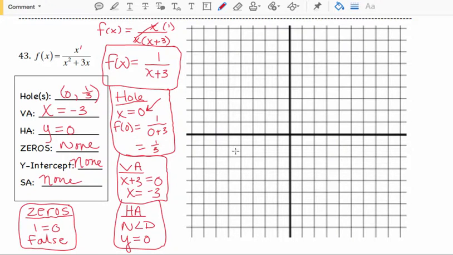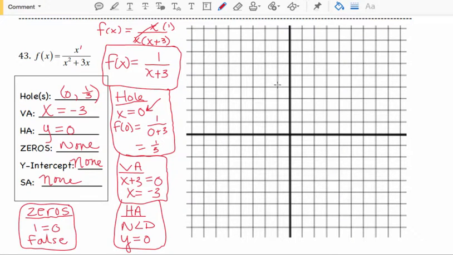Now, all of these things that you just found in this list are going to help you graph. After you get all of these things in place, then you're going to figure out a couple extra points depending on what your graph looks like after you put all these things into place. So let's just start by putting in the asymptotes.